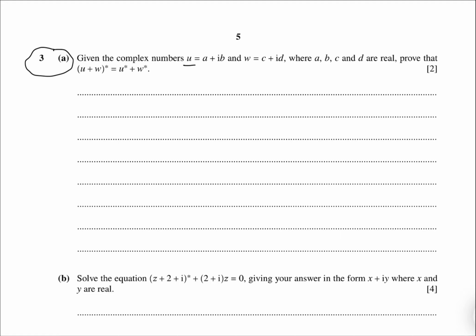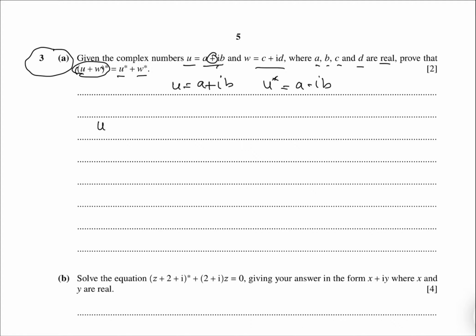Given that u equals a plus ib, w equals c plus id, where a, b, c are real, prove that (u plus w) conjugate equals u conjugate plus w conjugate. First of all, we should understand that if u equals a plus ib, u star, that is u conjugate, will be a minus ib, just change the sign. So let's start with this one first.